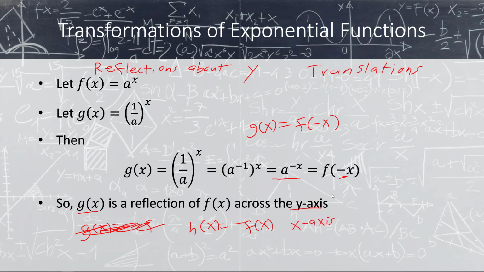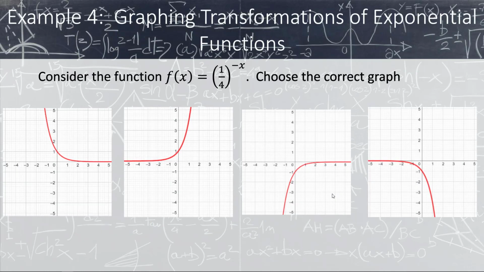Okay, so let's actually use that information for our next example. And here we have the function f of x is equal to 1/4 to the negative x power. Okay, so we can write 1/4 as 4 to the negative 1. And we're going to raise all of that to the negative x power, I apologize. And then using the power rule, this is going to be equal to 4 to the power of negative 1 times negative x, which will be 4 to the x power.